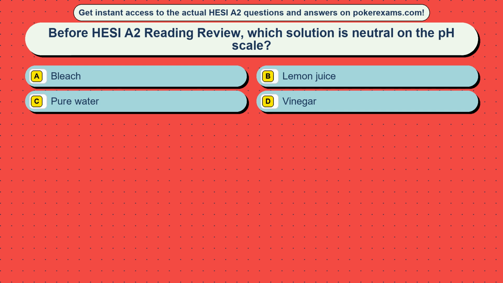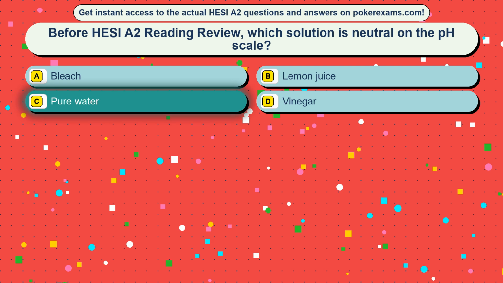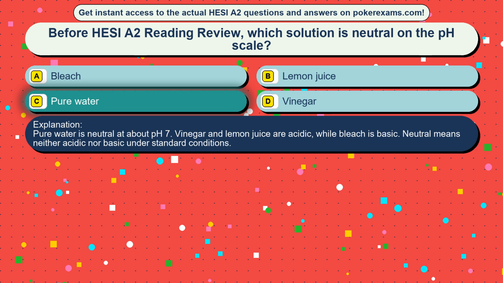Option A, bleach. Option B, lemon juice. Option C, pure water. Option D, vinegar. The correct answer is option C, pure water. Pure water is neutral at about pH 7.